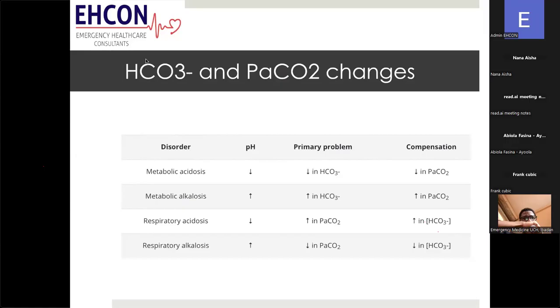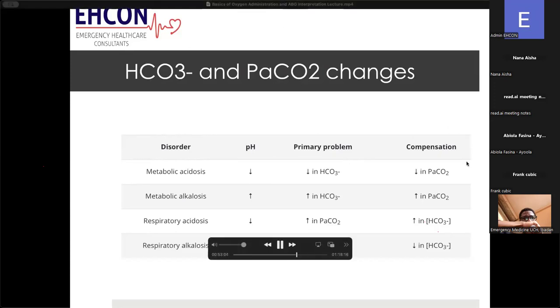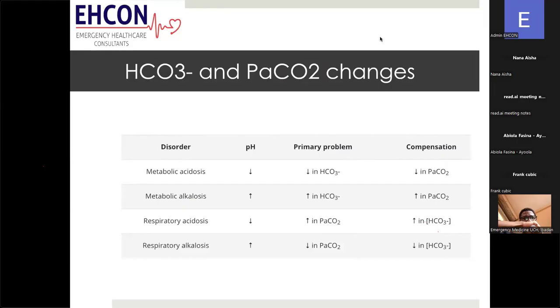So what you will notice here is that the bicarb and the PaCO2 always seem to change in the same direction. It's the pH that changes depending on whether you have a metabolic or respiratory disorder. Is that clear? Just take a moment to take in this chart. It's vitally important, especially when you're trying to understand the primary disorder that is causing the issue.